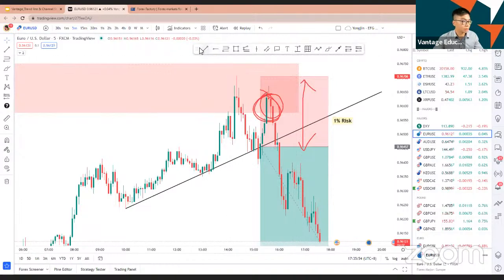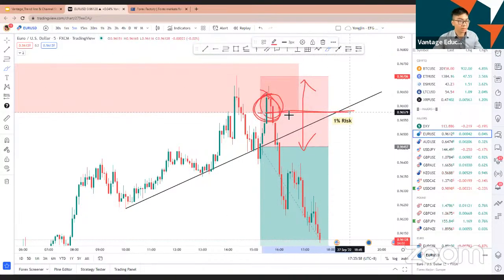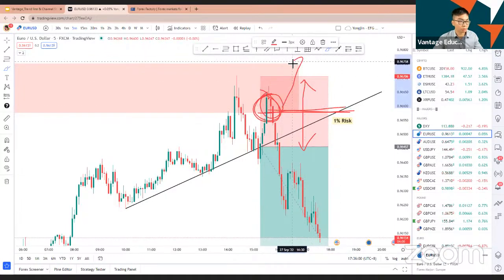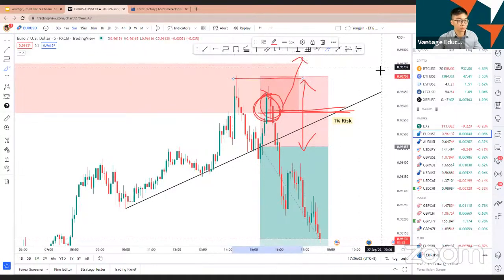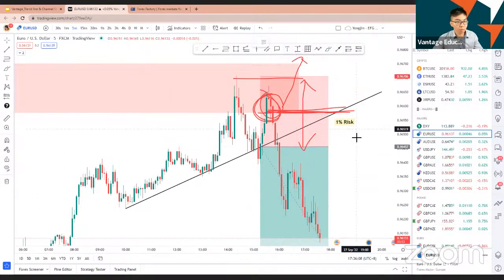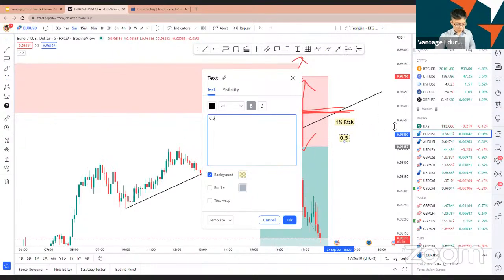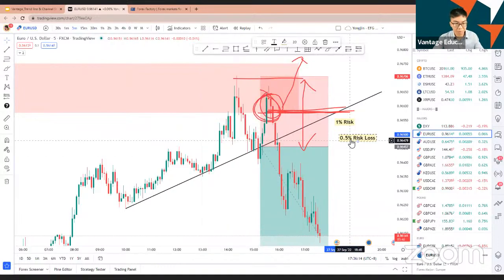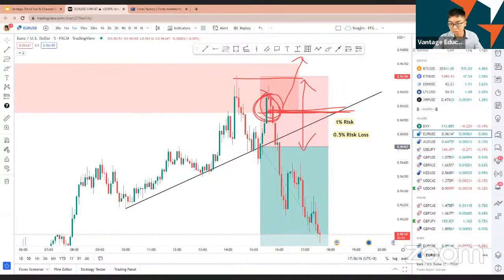So let's say I close out my trade here earlier. Let's say I close it out here, just to manage risk in case price shoots all the way up and clears my stop loss. By closing early here, instead of risking the entire 1%, I would have been risking 0.5% loss instead of the full 1%. Risk management is important.